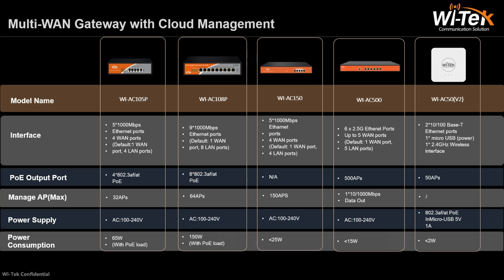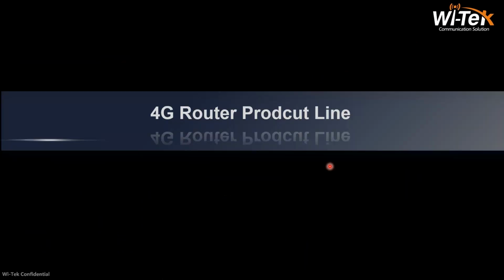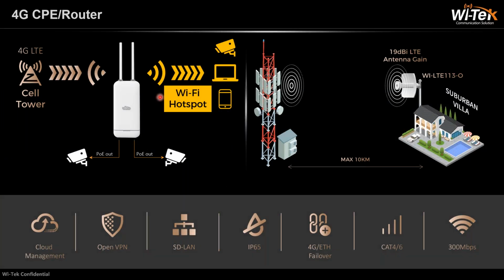Okay, let's move to the 4G LTE router product line. The 4G LTE router product line receives the 4G LTE cell tower signal and converts it to a Wi-Fi signal. The maximum support is 10 kilometers. The download and upload speed supports Cat4 and Cat6. The Wi-Fi part is 300 megabit, which is Wi-Fi 4.